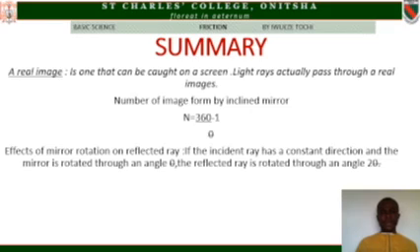Effect of mirror reflection on a reflected ray. If the incident ray has a constant direction and the mirror is rotated through an angle theta, the reflected ray is rotated through an angle 2 theta.